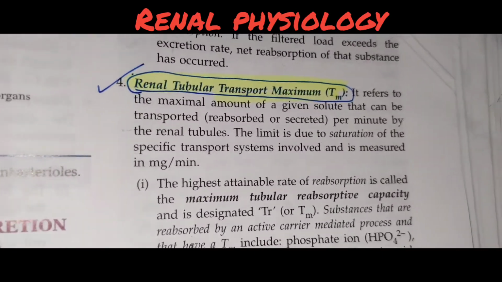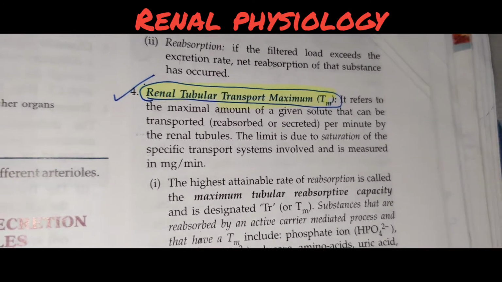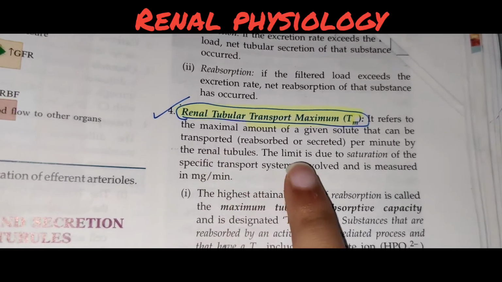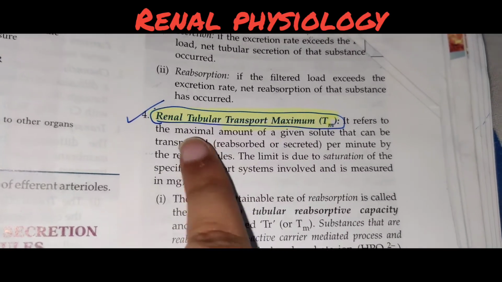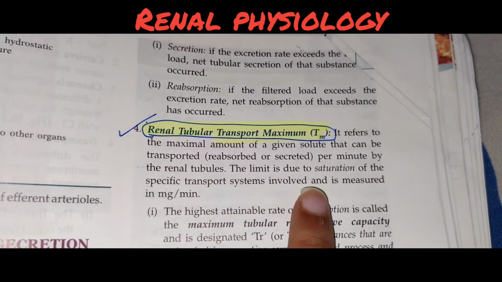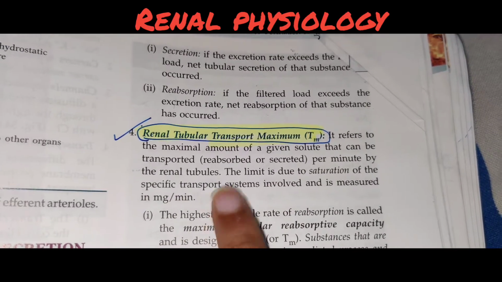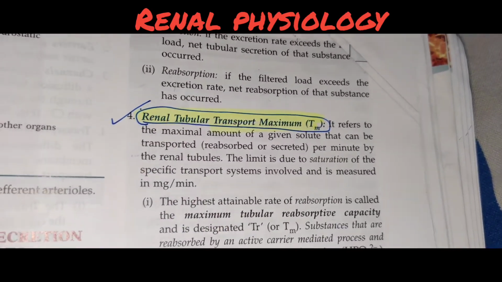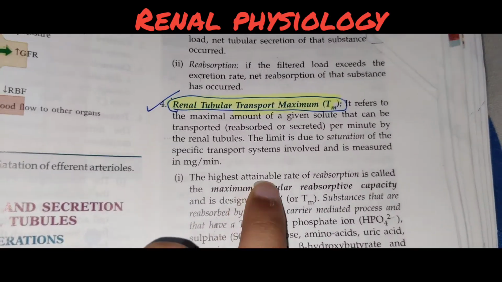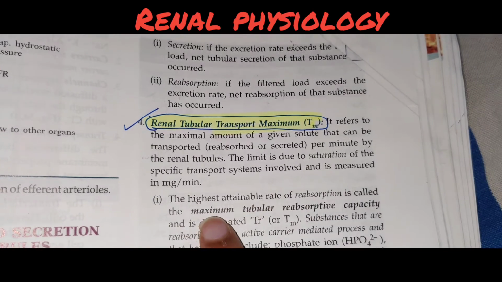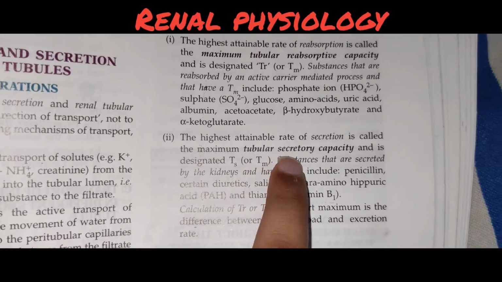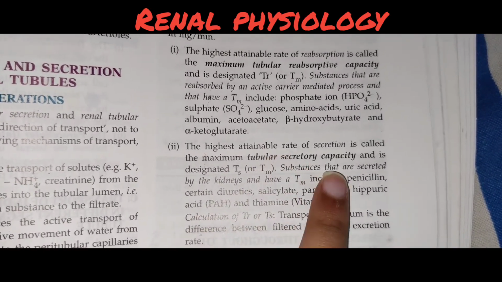The next term is renal tubular transport maximum. This is the maximum amount of a given solute that can be transported per minute by the renal tubules. So why is it a maximum amount? Okay, so there is a limit because there is saturation of the transport system which transports that particular substance. The value is in milligrams per minute. If we calculate the limit of reabsorption, it is called maximum tubular reabsorptive capacity, and if we calculate maximum secretion, it is called tubular secretory capacity.